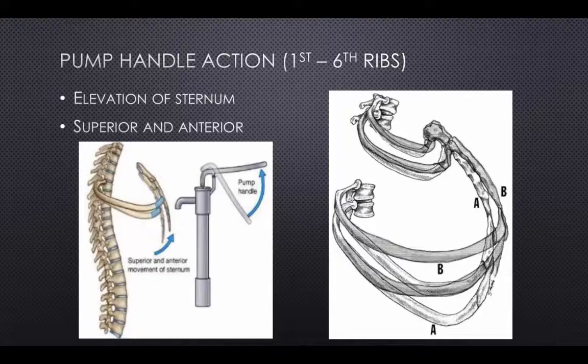Movement at the costovertebral joints, 2 to about 6 on the same side of the axis, results in a raising and lowering of the sternal end of the rib, the pump handle movement. This pump handle action occurs mostly in the vertebral sternal ribs. In elevation, this increases the anterior-posterior diameter of the thorax.